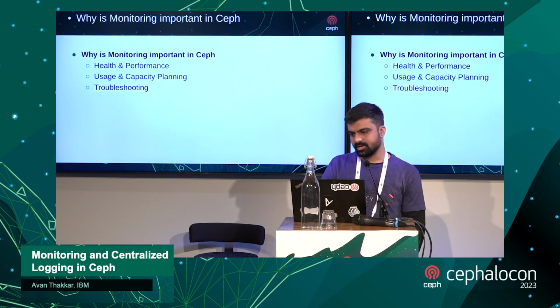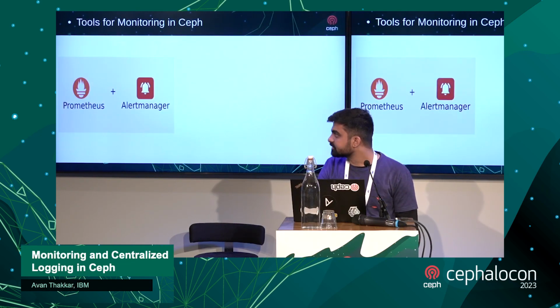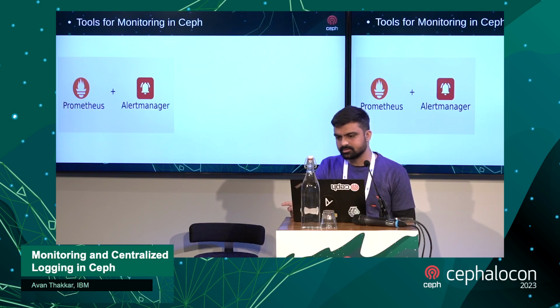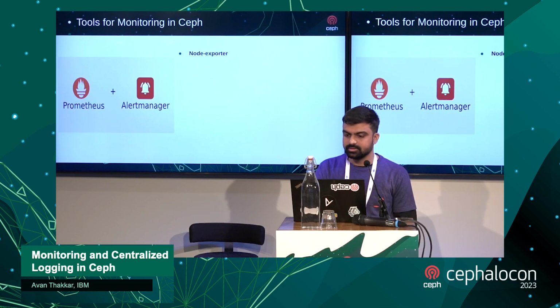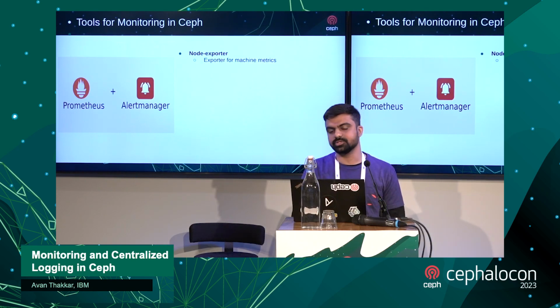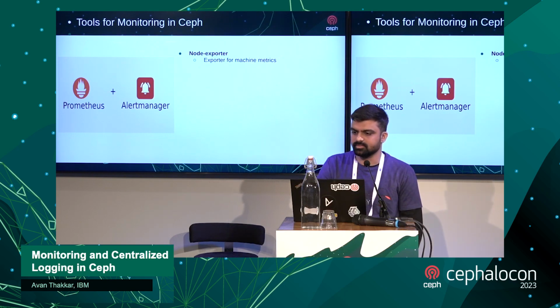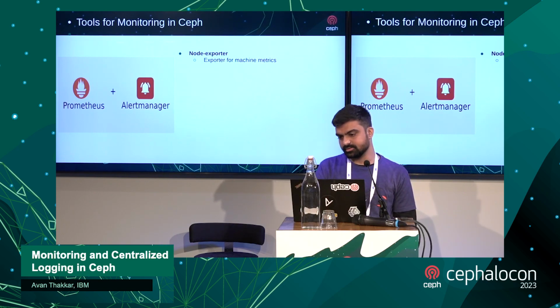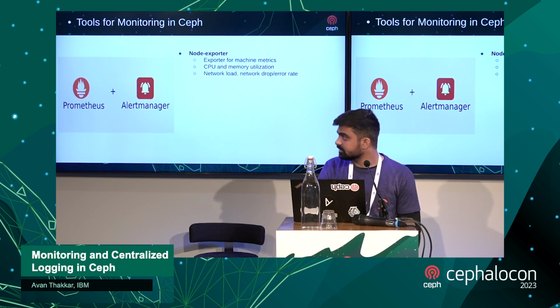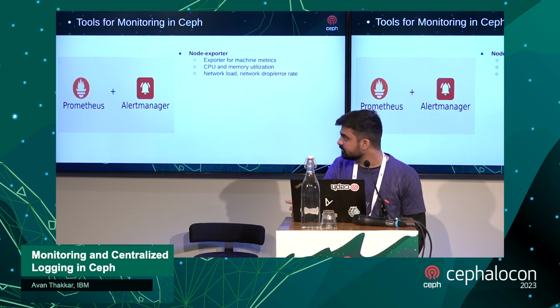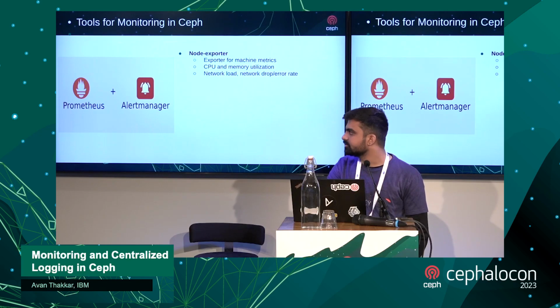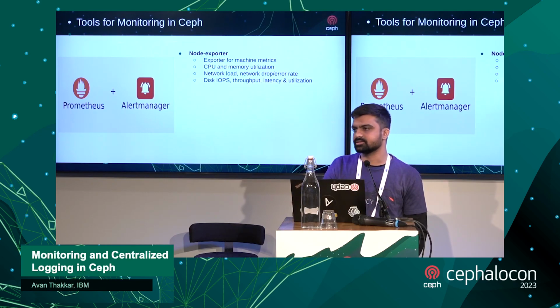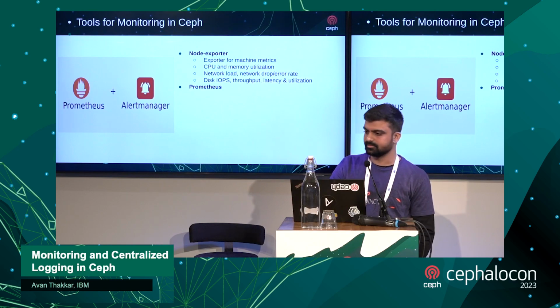Okay, so now I will jump on to the tools which we use, and first I will show you the Prometheus services which we have, like the Node Exporter, which we deploy in Ceph basically on each node to get all the machine metrics. You can get the disk occupation and many other metrics, and some of them I have even listed down: CPU and memory utilization, the network load, drop and error rate, all the disk related metrics, the IOPS, throughput, latency, and the usage.